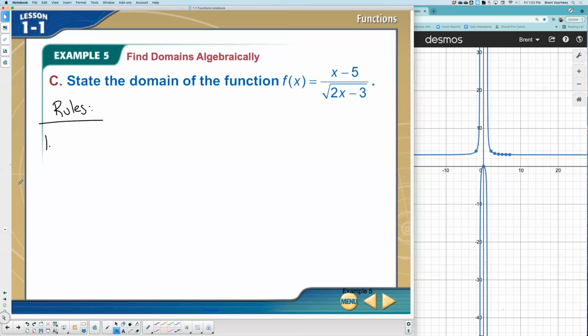Okay, someone other than Ellen. What's domain rule number 1? You cannot divide by 0. So I'll do x cannot equal 0 in the denominator. What's rule number 2? No negative square roots, which means x has to be greater than or equal to 0.